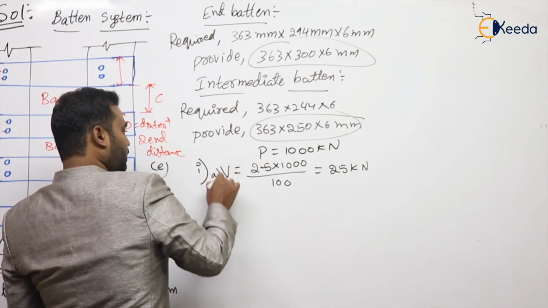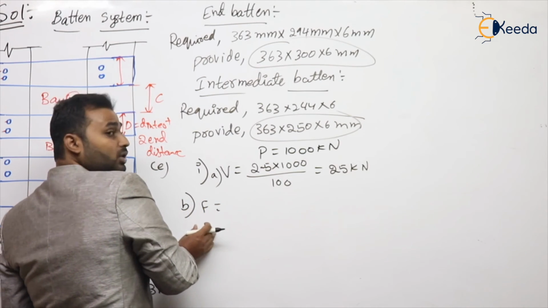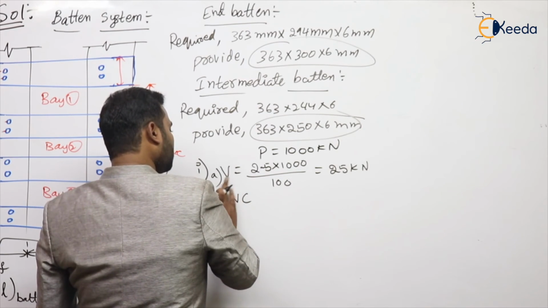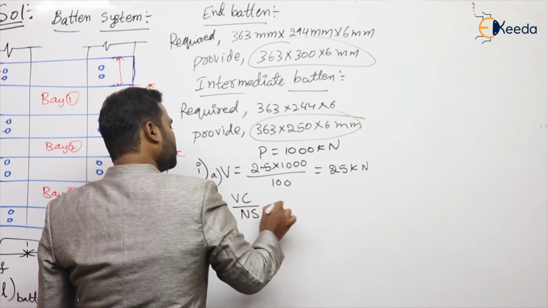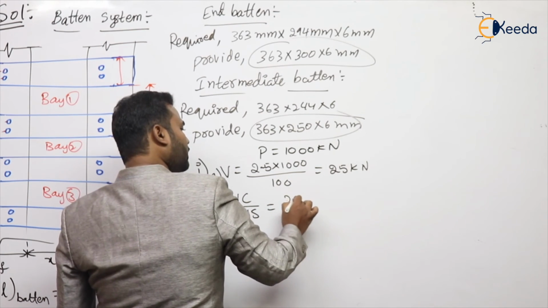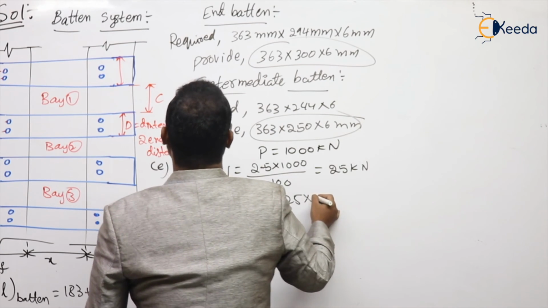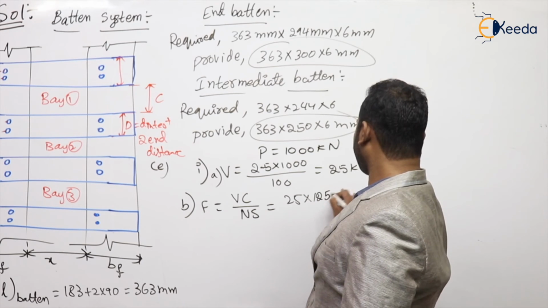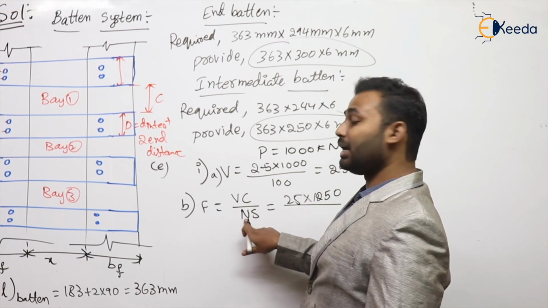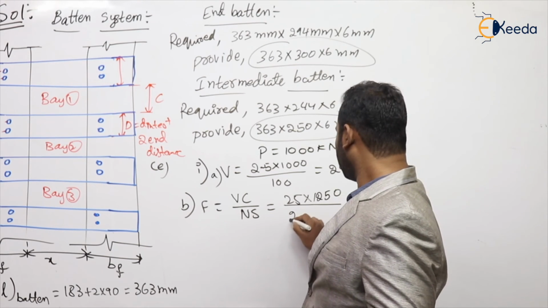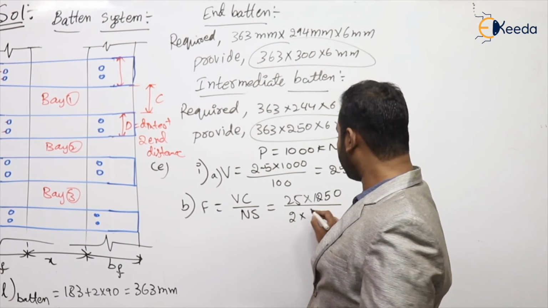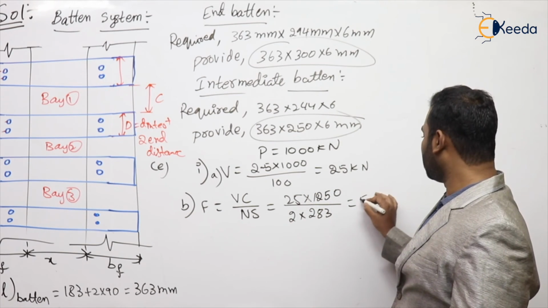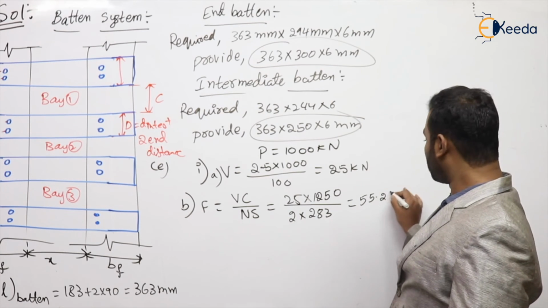Now let us see the longitudinal shear force in individual batten. The formula here is Vc by Ns. V is 25 kilonewton, and the spacing we have provided is 1250. The number of planes of batten is 2, into S, and S is 283. All the values are known to us. Upon simplifying, we get 55.21 kilonewton.